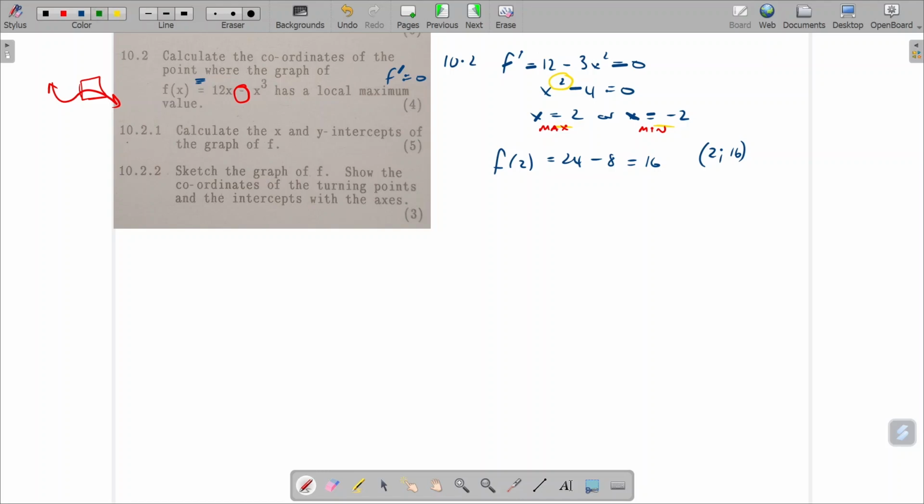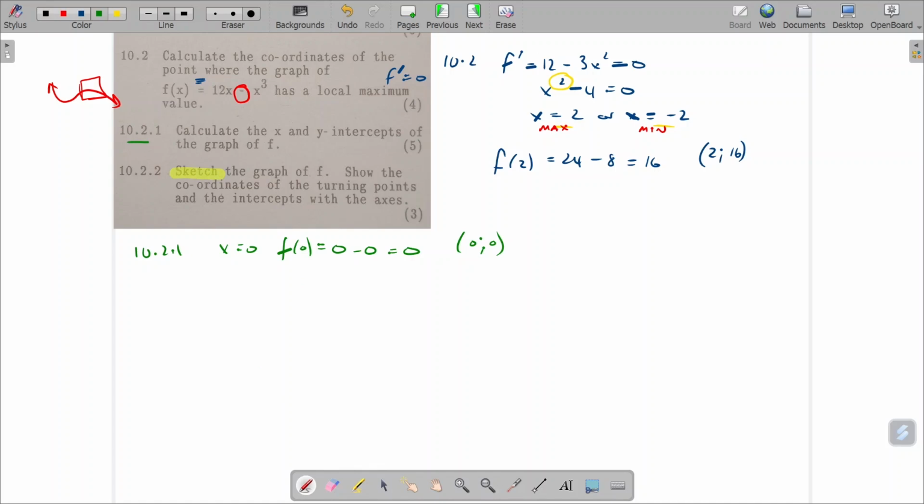10.2.1, looking at the second one here, calculate the x and y intercepts. Well, if you made x equal to 0, f of 0 would equal 0 minus 0, which equals 0. So we know that it goes through the origin. Again, having read ahead, because this is what we do, we know they're going to be asking us to sketch the function just now.